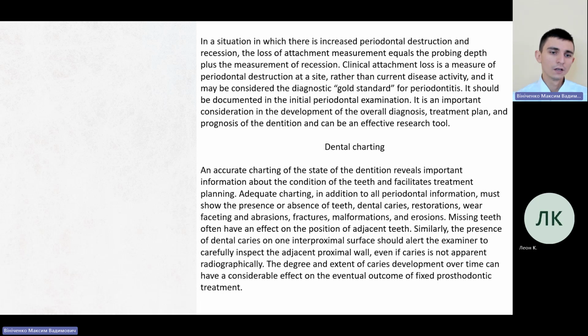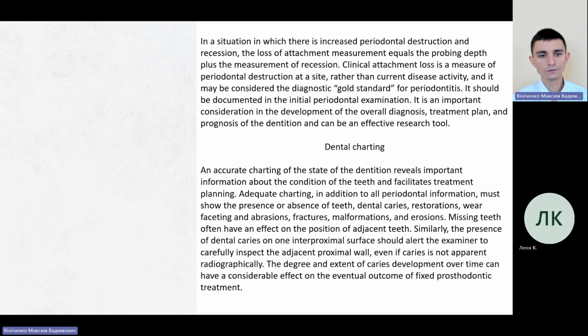Dental charting. An accurate charting of the state of the dentition reveals important information about the condition of the teeth and facilitates treatment planning. Adequate charting, in addition to all periodontal information, must show the presence or absence of teeth, dental caries, restorations, wear, faceting, and abrasions, fractures, malformations, and erosions. Missing teeth often have an effect on the position of adjacent teeth.